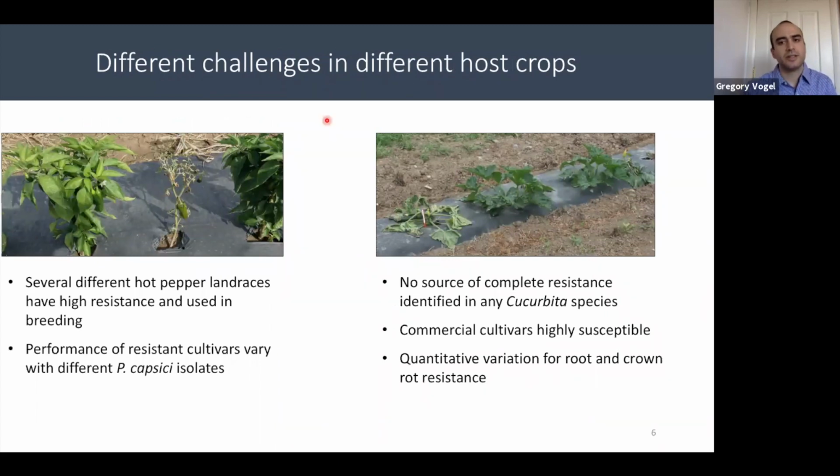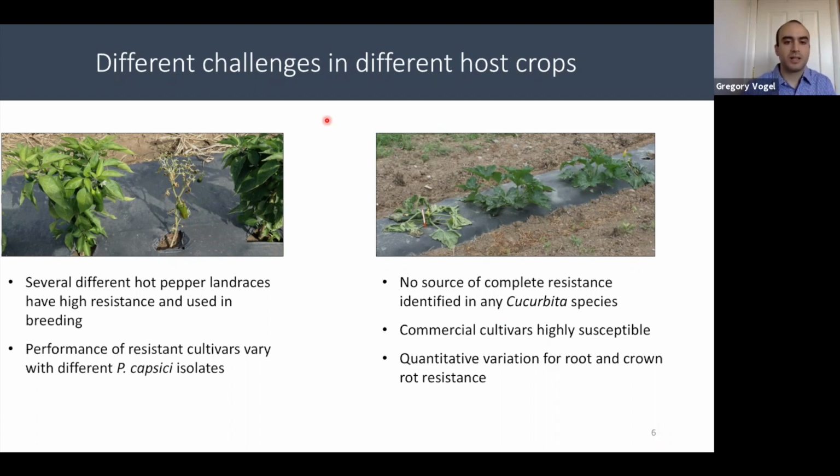So there are different challenges in resistance breeding in different host crops. In the second part of my presentation today, I'm going to be talking about resistance breeding in pepper. And in pepper, there are several different landraces that have been characterized for having really strong resistance to Phytophthora blight. And they've been used in breeding varieties that are available commercially that have pretty strong resistance. But a big issue that we see is that these resistant cultivars perform differently when inoculated with different isolates or strains of Phytophthora capsici. So a major challenge in pepper breeding is breeding for durable resistance.